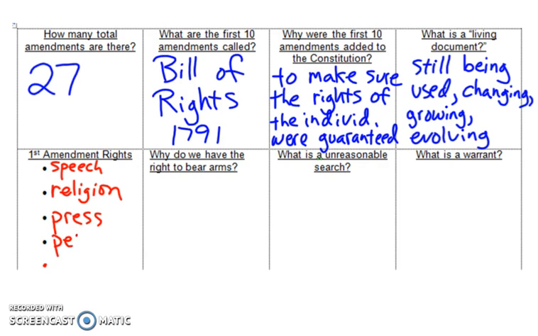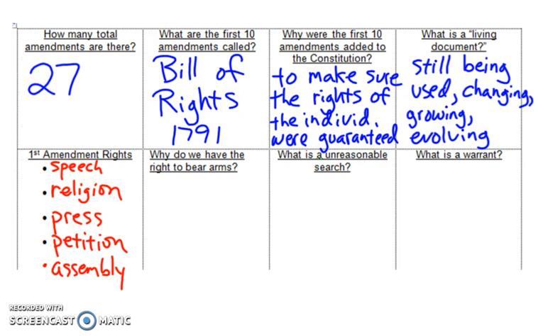Petition and assembly. And these two really go together. You have the right to ask the government to change. If the government doesn't make that change, you can gather in a large group, you can march, you can have meetings, and you can try and get your request made. First Amendment are 5 basic rights.